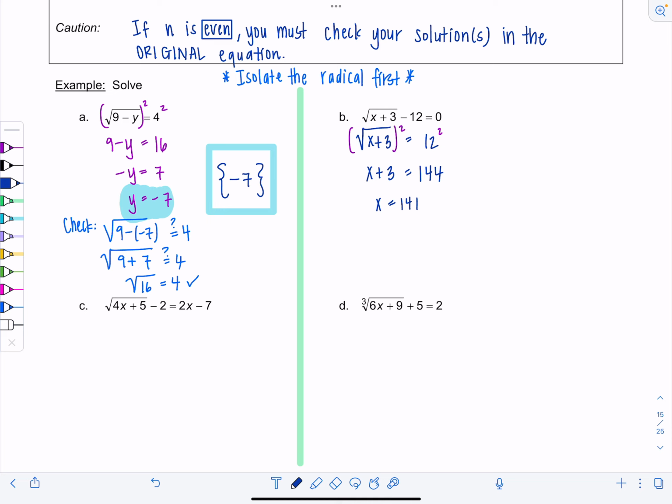Okay, do I need to check this one? Yes, absolutely. We squared both sides, so we raised both sides to an even exponent. We need to check. So we've got square root of 141 plus 3, always check in the original, minus 12. Does that equal 0? So does the square root of 144 minus 12 equal 0? Yes, it does. 12 minus 12 is 0. So we're good to go. So then I would put 141 in my solution set. Very nice.